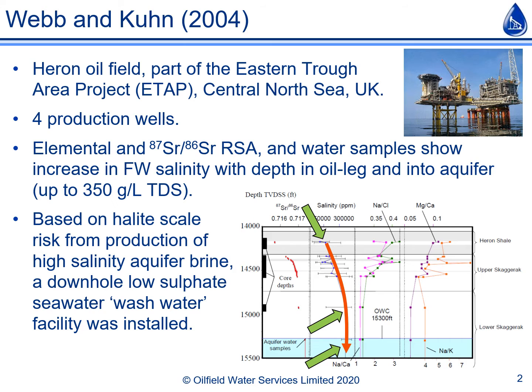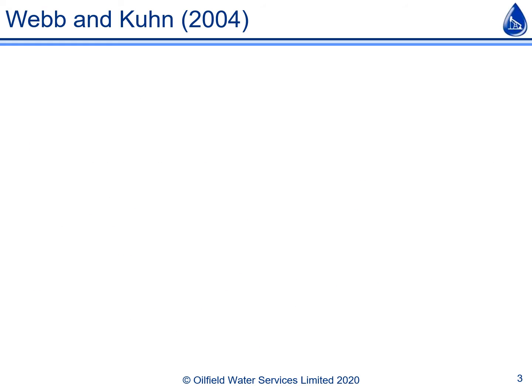So, to mitigate this scale risk, it was planned that low sulfate seawater would be injected downhole in the wells as a wash water, the idea being to dilute any formation water entering the well. But note that due to the lower salinity of the shallower oil leg formation water, if this were to be produced into the wells, there would be no halite scale risk. So once production started, produced water samples were collected and analysed.